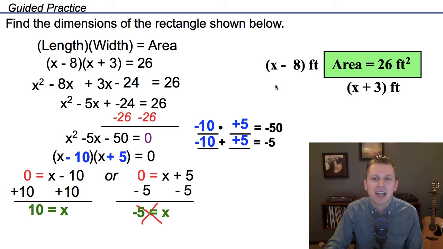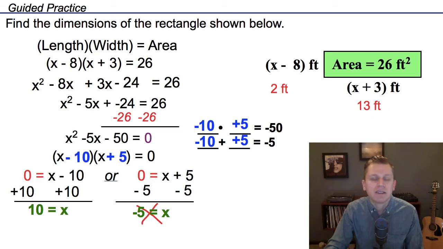If I was to plug negative 5 in here in the equations, I would get negative numbers. So 10 is the only x value that we'll need, and now we can actually find the dimensions. Plugging 10 into this first expression, 10 minus 8 would give us 2 feet, and 10 plus 3 would give us 13 feet. So these here are the two dimensions, 2 feet by 13 feet.